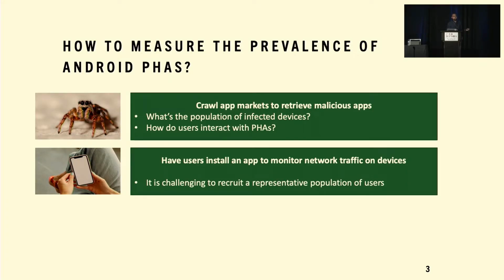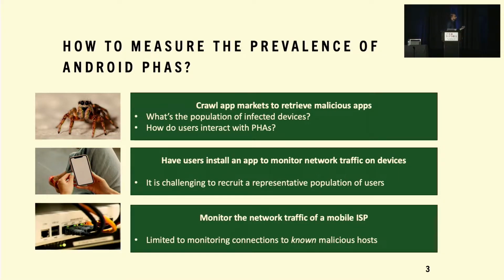The second category had users actually install an app on their own phones, so these are research participants. And then these apps would collect data about malicious apps running on those devices. Now, the challenge there is to recruit a large enough group of people to make it representative.